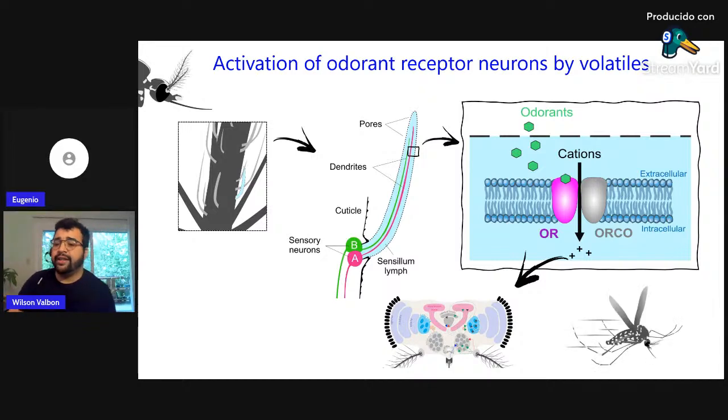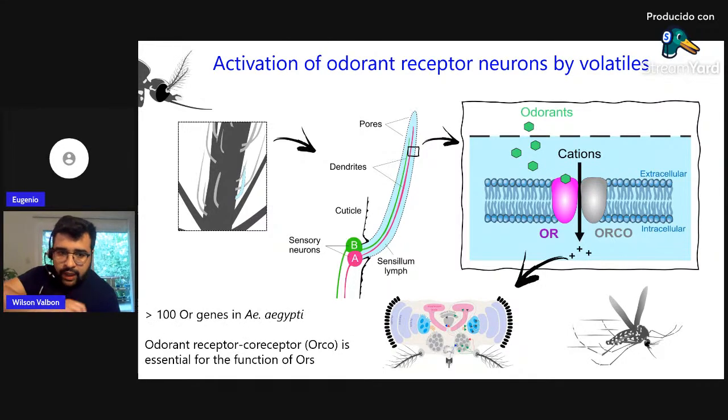Then the insect will make the decision. Okay, that's a very good smell. This is a human being. I'm going there to bite. So this is how things work at the peripheral nervous system for odorant receptors.